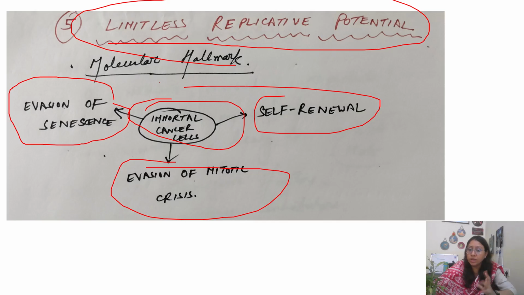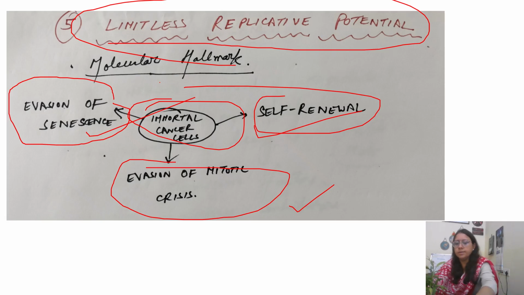So this is how a cancer cell becomes immortal: by evasion, they don't follow the law of senescence, they have self renewal capacity, and they have the ability to evade your mitotic crisis also. So this is basically limitless replicative potential. They have limitless capacity to keep on growing.